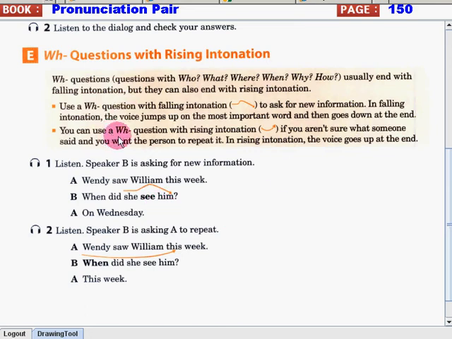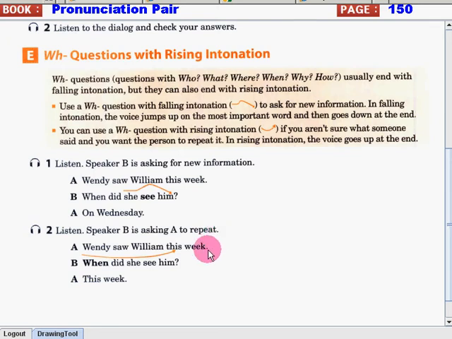Now, let's take a look at rule number 2. You can use a WH question with rising intonation if you aren't sure what someone said and you want the person to repeat it. In rising intonation, the voice goes up at the end. Let's take a look at the example here. Number 2. Listen. Speaker B is asking A to repeat.